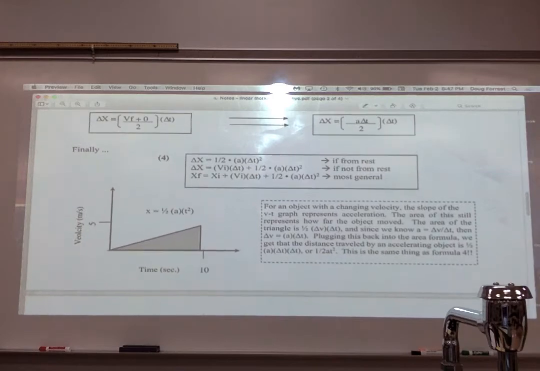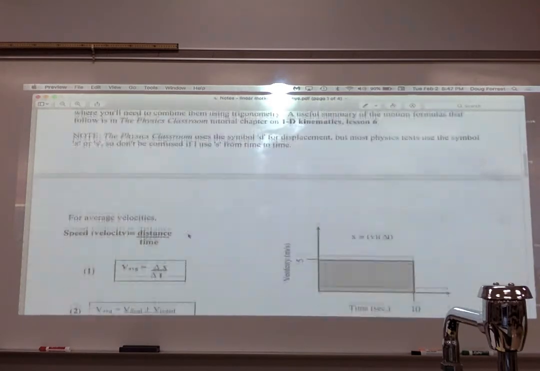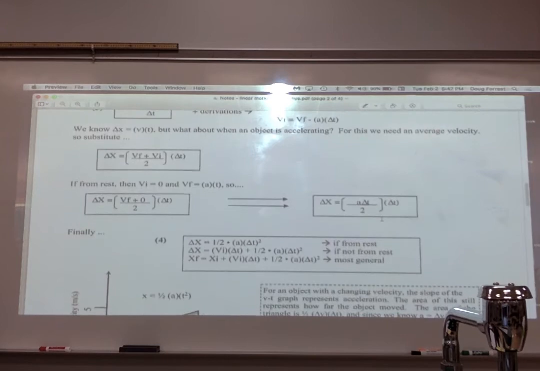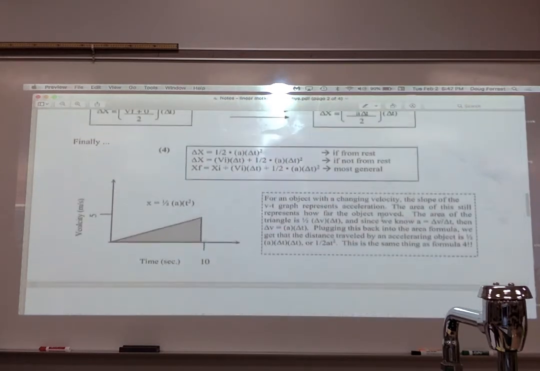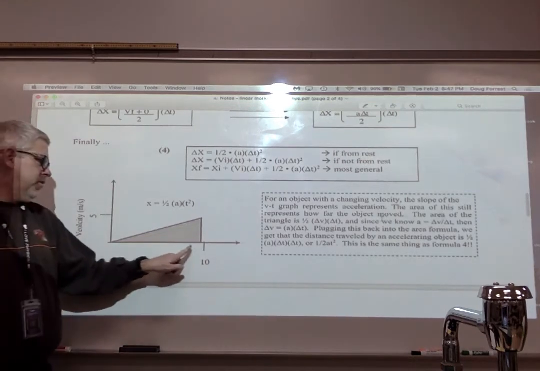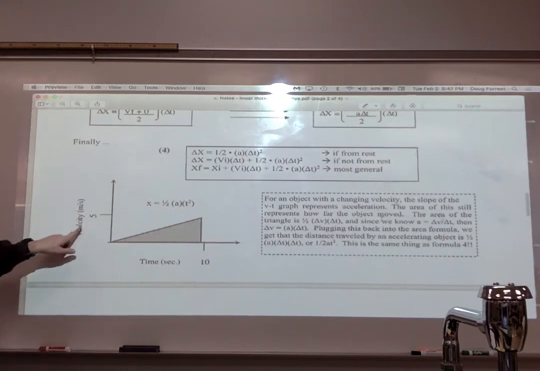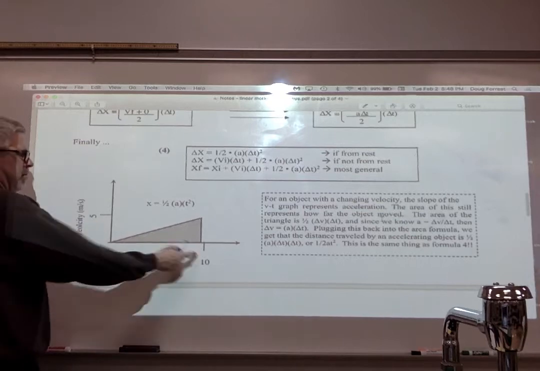So I want to do this example down here. I'm just going to contrast with this example we did earlier. So keep in the back of your mind that the earlier example we had an area of 50 meters. So down here, I'm starting at 0, and from 0 up to 10 seconds, I'm accelerating up to 5 meters per second. So if I want to get the slope of this graph, it would tell me the acceleration. That's using formula 3. So that's 5 divided by 10.